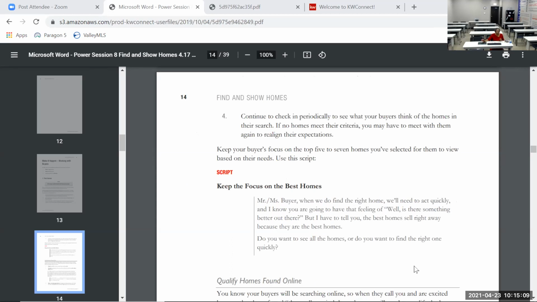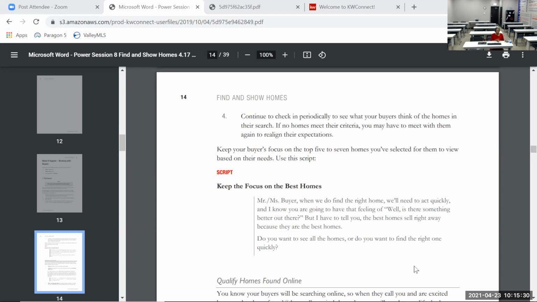Mr. and Mrs. Buyer, when we do find the right home, we'll need to act quickly. And I know you're going to have that feeling of, well, is there something better out there? But I have to tell you, the best homes sell right away because they are the best homes. Do you want to see all the homes, or do you want to find the right one right now quickly?